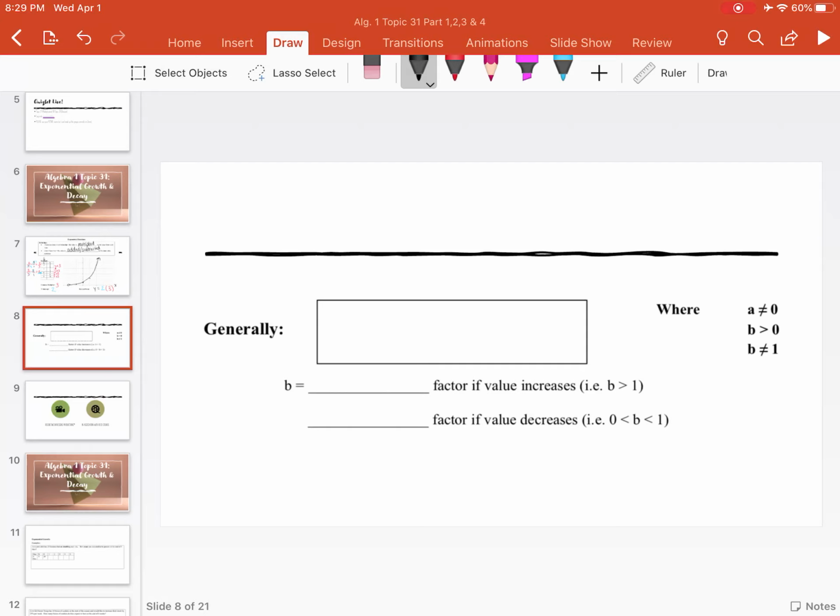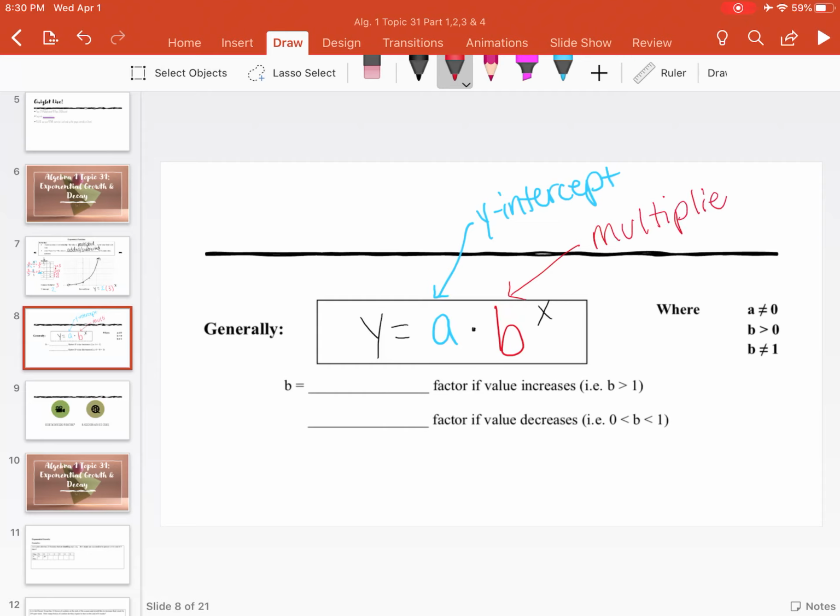Now, generally, when dealing with exponential functions, we see them in the form y equals a times b to the x power, where my a is my y-intercept, my b is my multiplier, and my x is my number of times that I multiply.